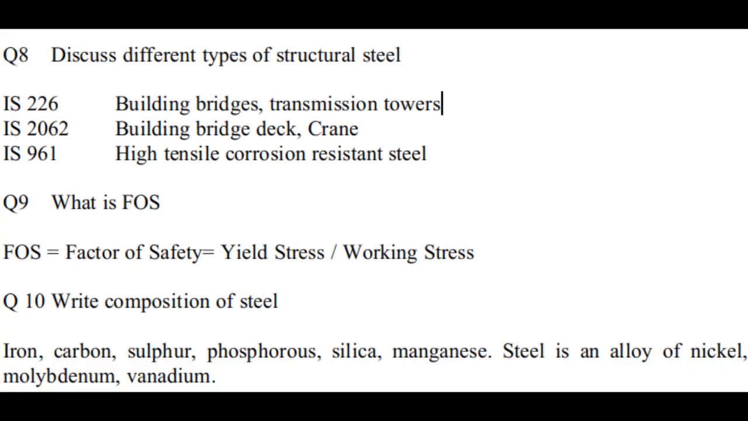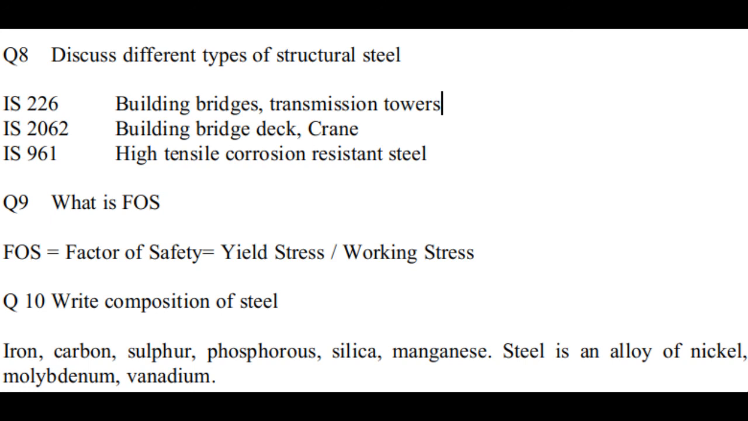For example, what are the different types of structural steel? IS 226 is used for buildings, bridges and transmission towers. IS 2062 is used in buildings, bridges, decks and cranes. IS 961 is a high tensile corrosion resistant steel.